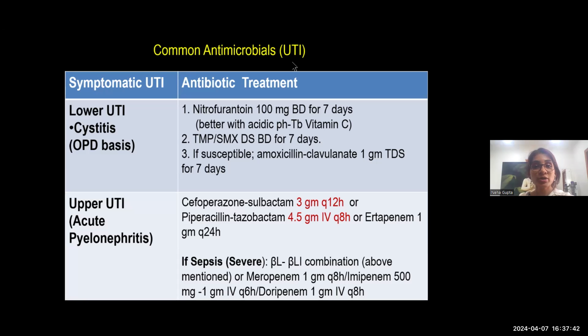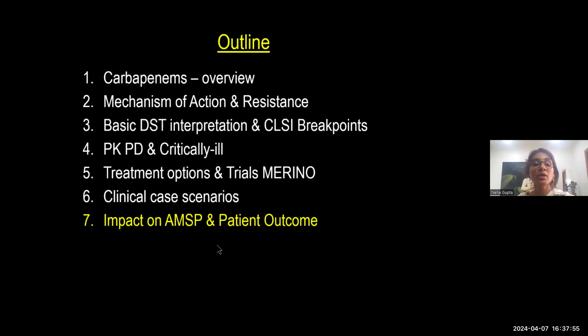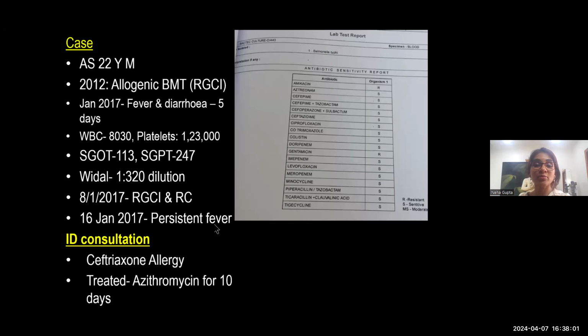Coming to the urinary tract infections, if it is a severe infection, then carbapenems are justified. For non-severe, non-bacteremic UTI, a BL-BLI combination can be used. Let's look at the impact on antimicrobial stewardship of judicious use of the carbapenems.